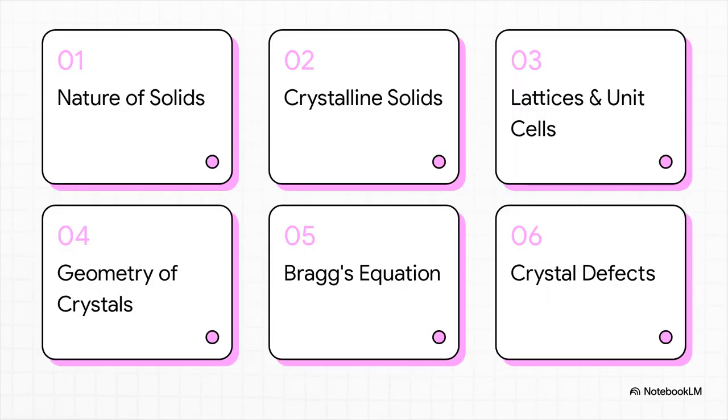So, here's our roadmap for the explainer. We'll be hitting 1. The nature of solids. 2. Types of crystalline solids. 3. Lattices and unit cells. 4. The geometry of crystals. 5. Inside with Bragg's equation. And finally, 6. Crystal defects and properties.